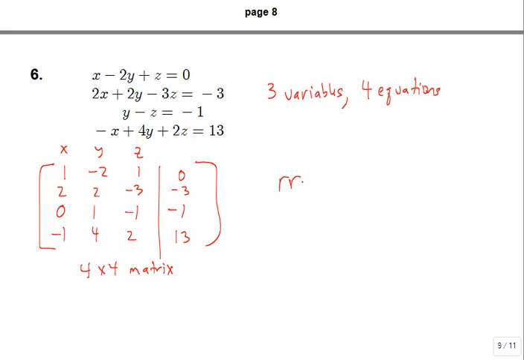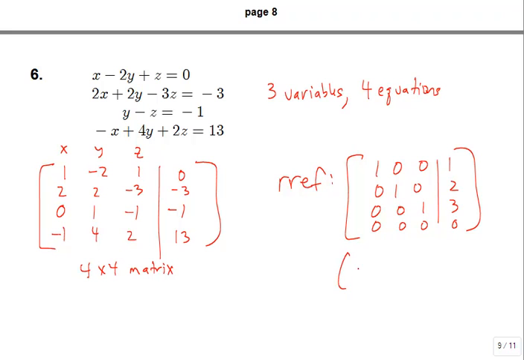So the reduced row echelon form turned out to be 1 0 0 1, 0 1 0 2, 0 0 1 3, and then that bottom row was just all zeros. So that told us that x was 1, y was 2, and z was 3. So there's our final solution.